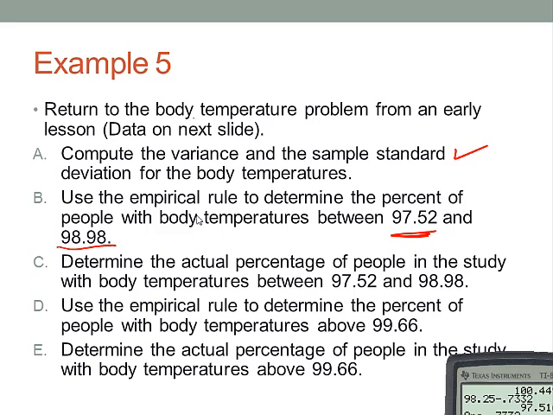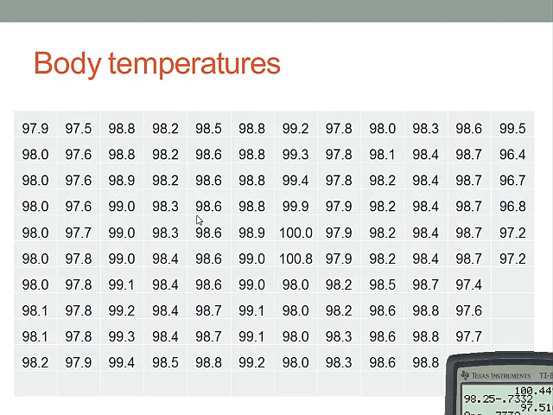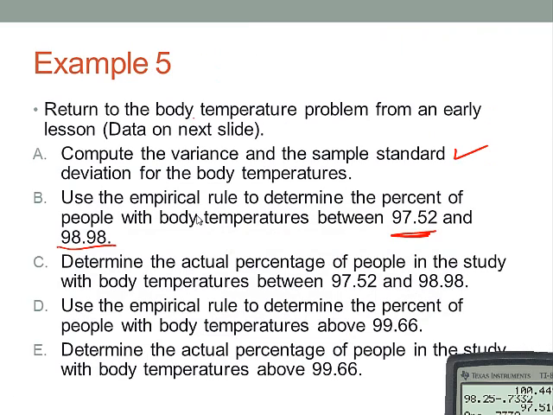Okay, determine the actual percentage of people in the study with body temperatures between 97.52 and 98.98. So I will let you do that, actually. You can count through these. These are not sorted, which is not nice, right? When you pull this into your program, I would sort it and then just quickly make a count and see how that compares to the 68%. Oop, we just did that one.